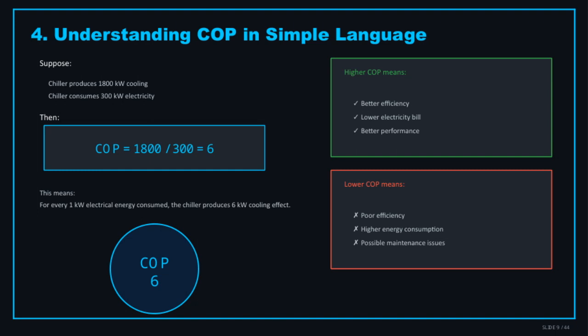Let's break down what COP really means, in simple terms. COP stands for coefficient of performance. It's a measure of efficiency. A higher COP means better efficiency, lower energy use, and a smaller electricity bill. For example, if a chiller uses 300 kilowatts of electricity to produce 1,800 kilowatts of cooling, its COP is 6. That's 6 times the cooling for every unit of energy consumed. Lower COP means the opposite: more energy, more cost, and potential maintenance headaches.